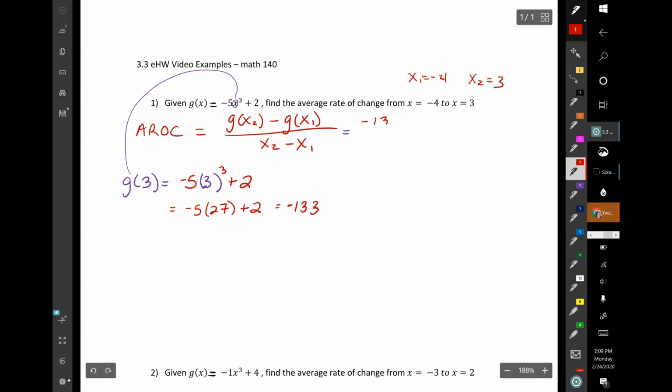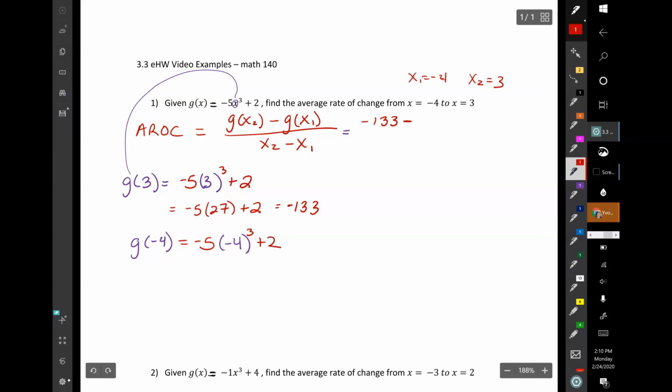So write negative 133 minus, now I need to figure out this piece, g of x sub 1, which I'm calling the x sub 1 negative 4. I'm going to do the same process, except now I'm figuring out g of negative 4. I'm going to plug in negative 4, cube it, and add 2.